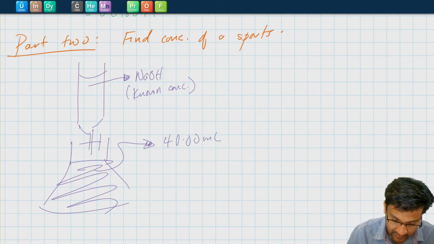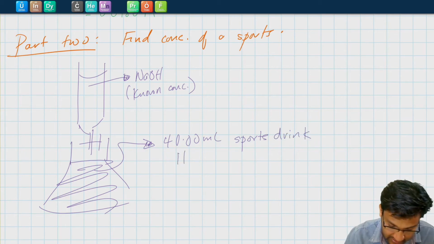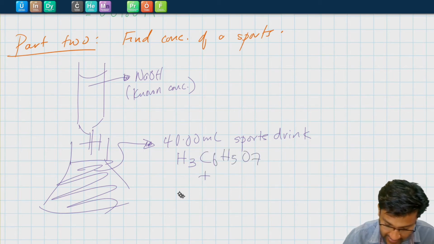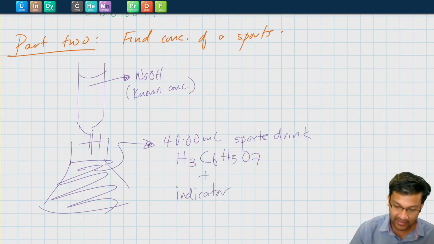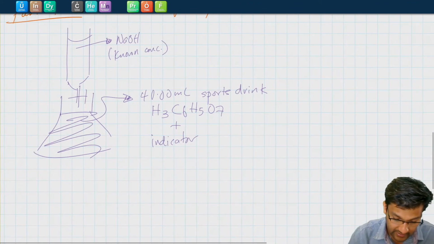We'll measure that exactly. And for those of you wondering, our sports drink contains citric acid, which has the formula H3C6H5O7. And then we're going to add indicator. Because it's an acid-base titration, the indicator is there to let us know when it ends.